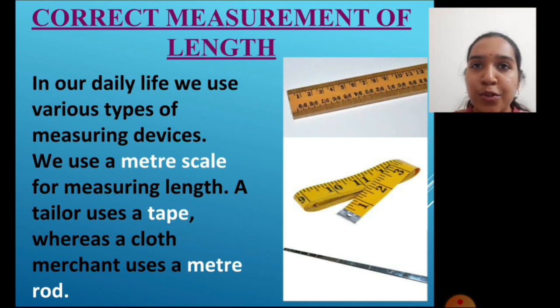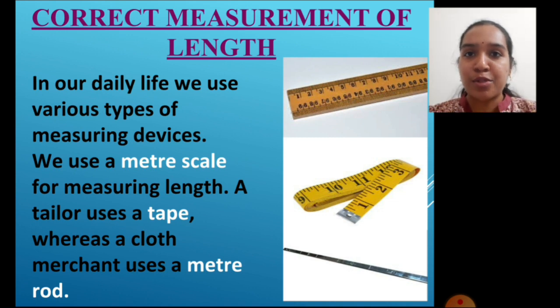And then you see a measuring tape which has markings in units of centimeter and inches. It is usually used by a tailor. And then you see a meter rod which is 1 meter length, usually used by a cloth merchant who sells cloth in units of a half meter, meter and sometimes more.